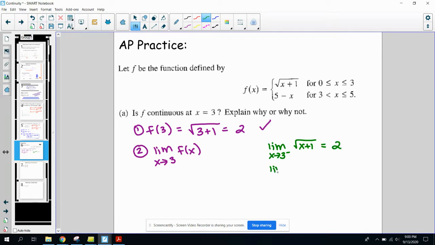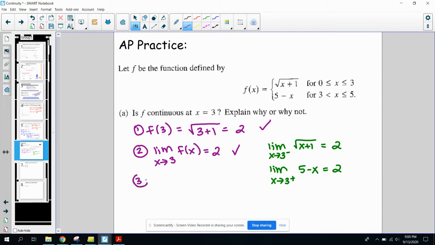I'm going to also take the limit from the other side. As x approaches 3 from the right, I need values greater than 3. So I'm going to use the bottom function, that's 5 minus x. I'm going to plug in 3 here. So 5 minus 3 is 2. Since the left-hand limit and the right-hand limit are both equal to 2, we know that the limit as x approaches 3 is equal to 2. So that does exist. Check.